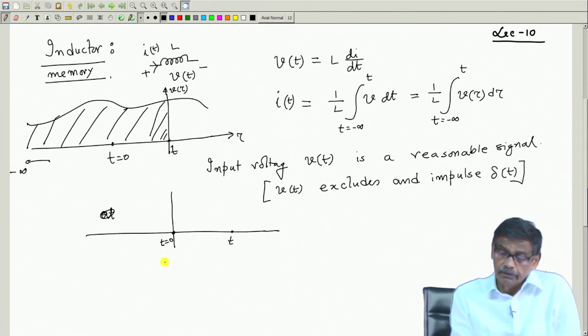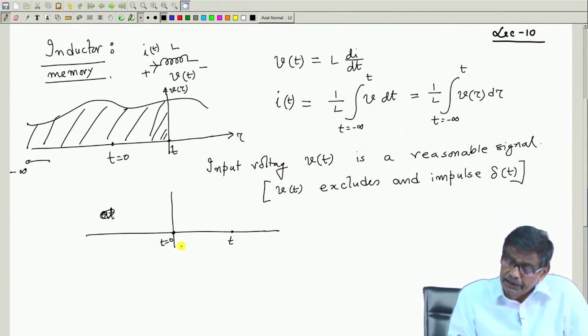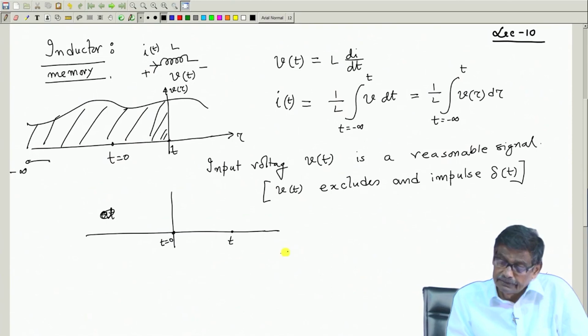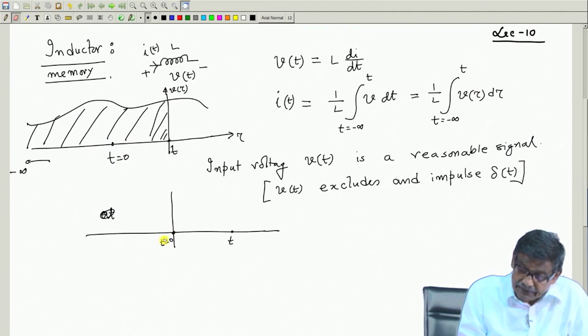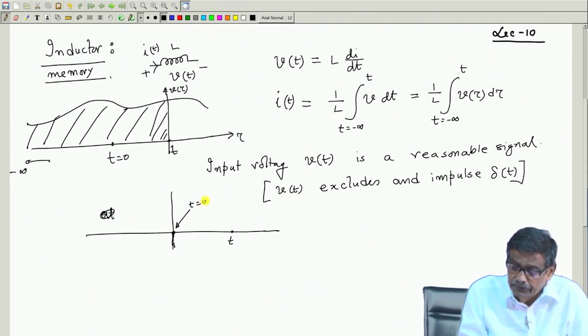See, for example, the value of the current. Suppose I am showing it on a larger scale, suppose you take a time here. This vertical line is t equal to 0, this point is crucial. Okay, this is t equal to 0.